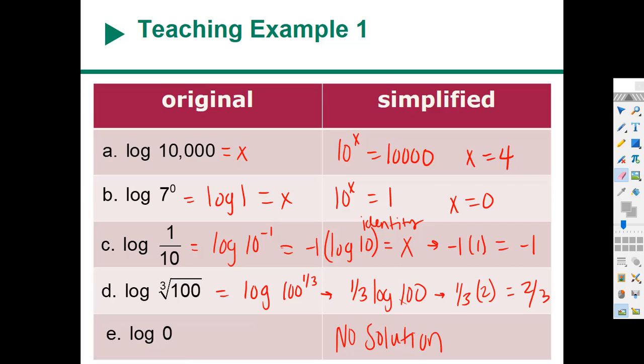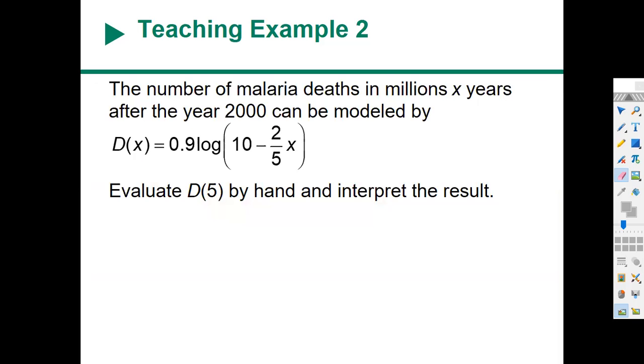Got it? All right. So here we have the number of malaria deaths in millions x years after the year 2000 can be modeled by d of x equals 9/10 times the log of 10 minus 2/5 x. Evaluate d of 5. So it's asking us to substitute in x with 5. So we have 9/10 times the log of 10 minus 2/5 times 5.